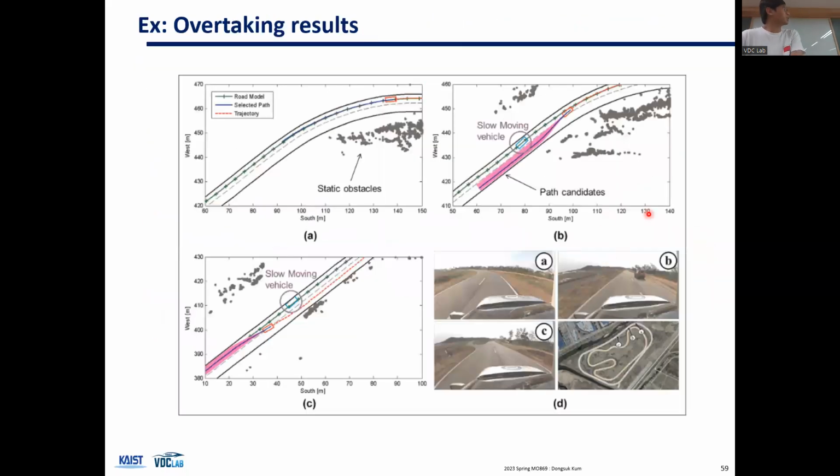Here's their demonstration. This is when there is no vehicle. Then you will have a slow-moving vehicle, and these are the multiple generated path candidates. The blue line is the best path that it selects. So this is how it performs an overtake.